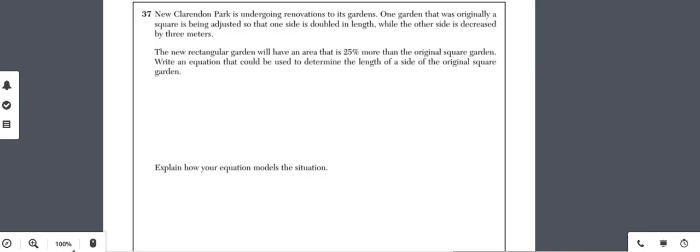Now look at the next question. What does it say? Can you please read the question? New Clarendon Park is undergoing renovations to its gardens. One garden that was originally a square is being adjusted so that one side is doubled in length, while the other side is decreased by 3 meters. The new rectangular garden will have an area that is 25% more than the original square garden. Write an equation that could be used to determine the length of a side of the original square garden.